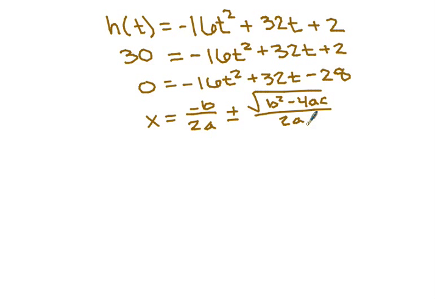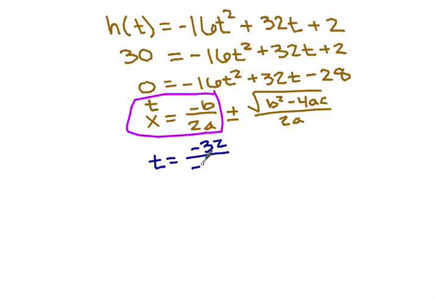So again, you want to figure out, technically this is t, not x, since we're dealing with t. The time that it reaches its maximum height is just this first piece here, negative b over 2a. So we can figure that out, and we'll know that our time is going to equal negative 32 over 2 times negative 16, which is negative 32. So after 1 second, I will reach my maximum height.